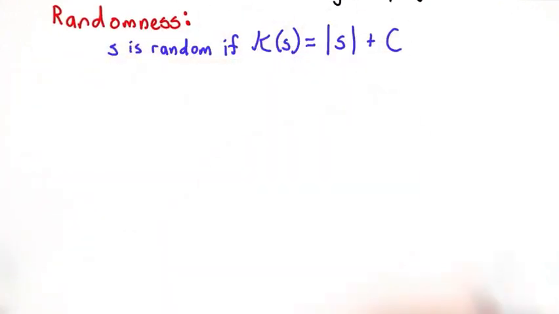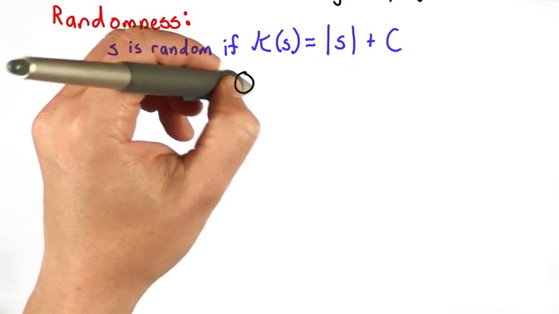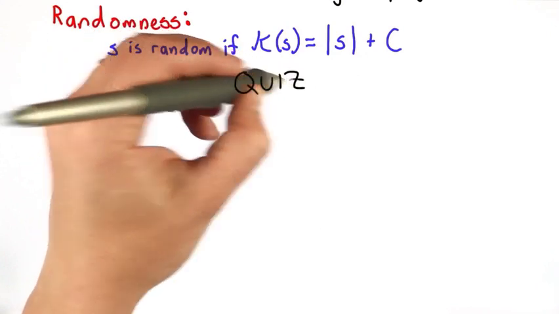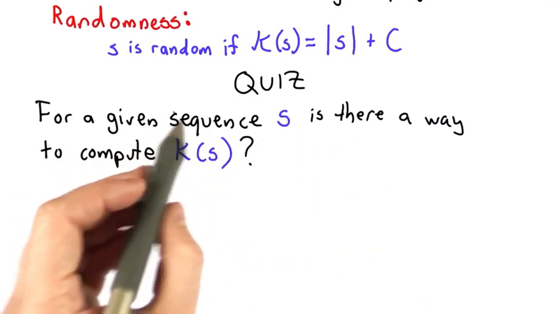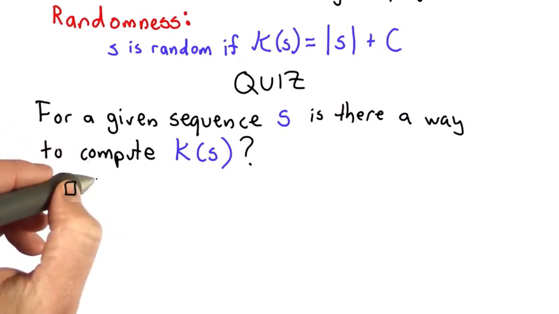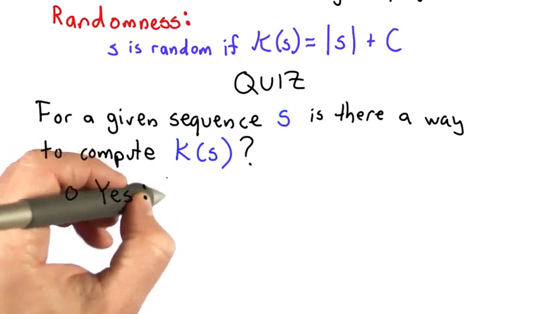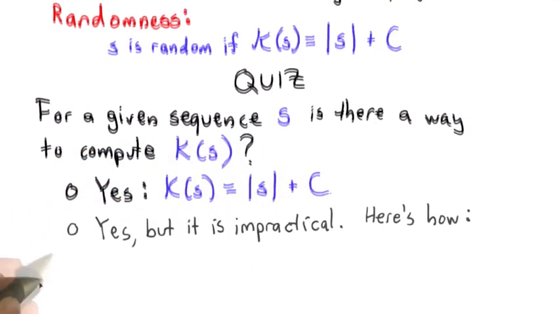So this seems like a useful notion for understanding randomness. We're going to ask a quiz to see if it seems like a useful notion for measuring randomness. So the question is, for a given sequence S, is there a way to compute the Kolmogorov complexity of S? The choices are that we can. That is the length of S plus some constant.